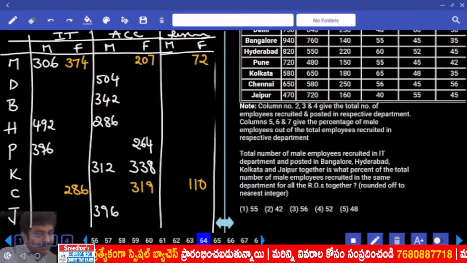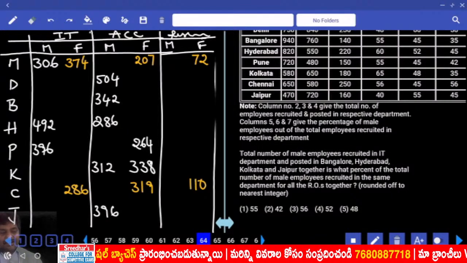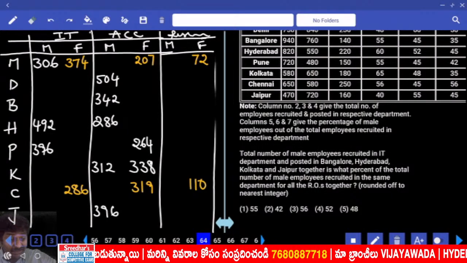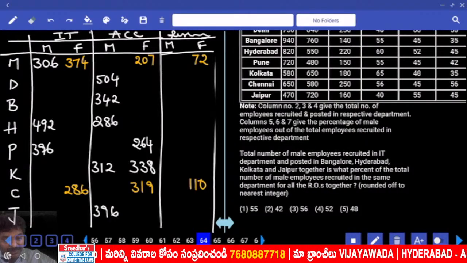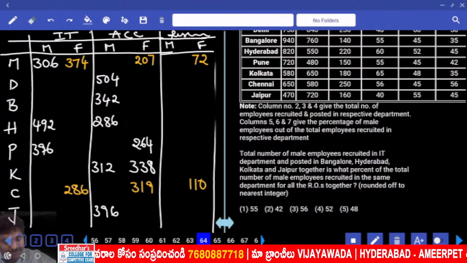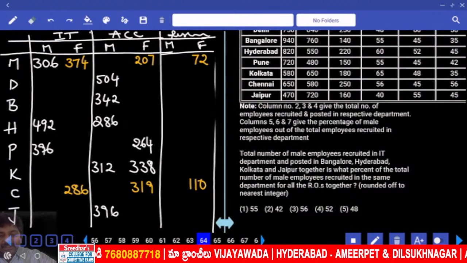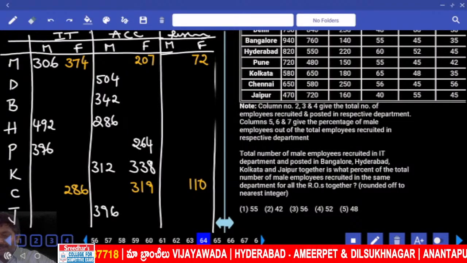Total number of male employees recruited in IT department and posted in Bangalore, Hyderabad, Kolkata and Jaipur together is what percentage of total number of male employees recruited in the same department for all the ROs together? So total male IT department we need, correct?